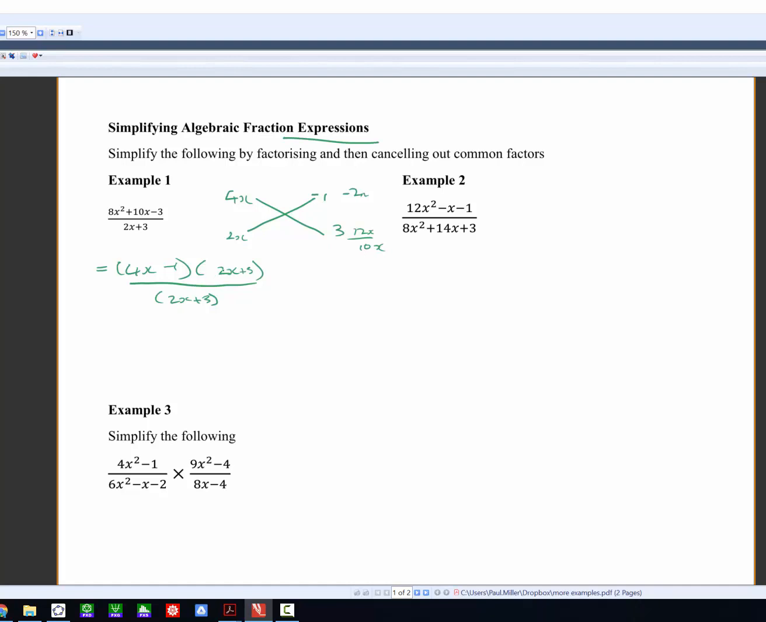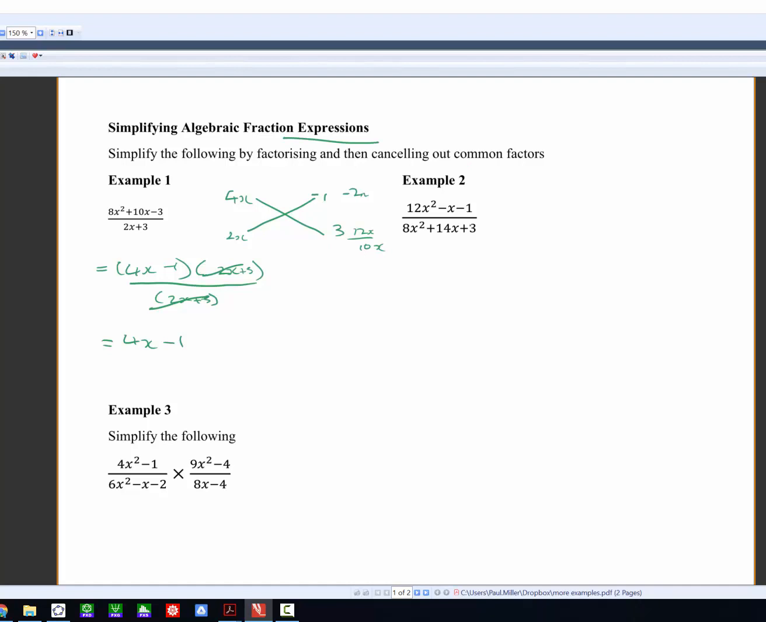So what we can see is we can cancel when these things are being multiplied. It's called the multiplication, the product of these things, and we can multiply them because that's just 4x take 1 multiplied by 2x plus 3 over 2x plus 3. So these two can cancel out, and so our more simplified version of this expression is 4x take 1.